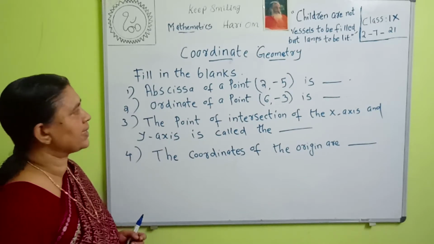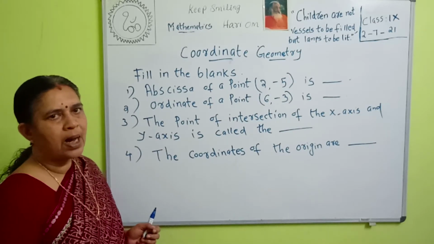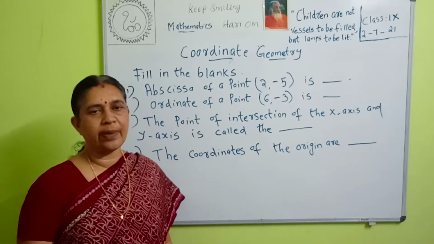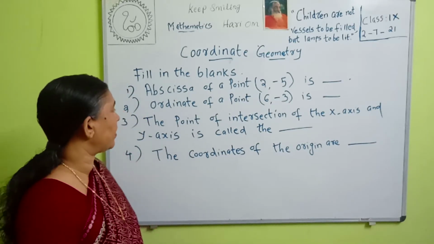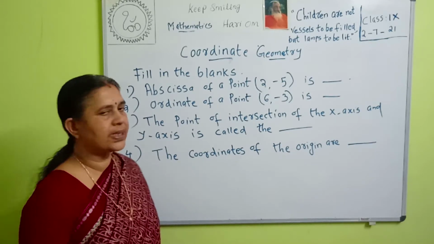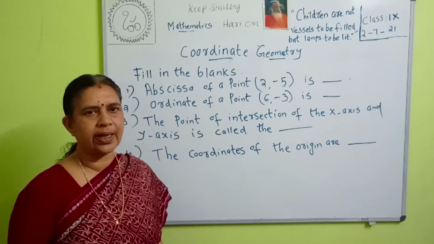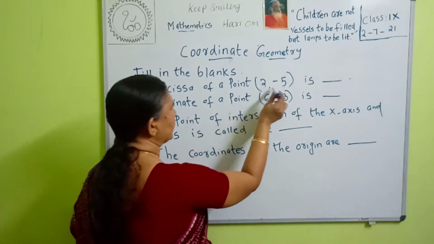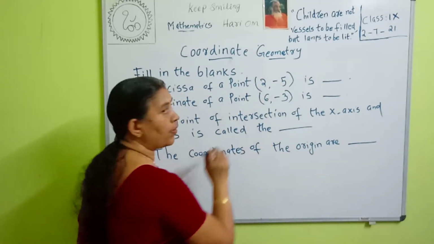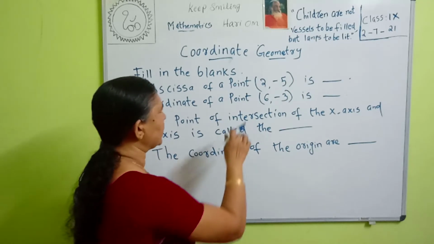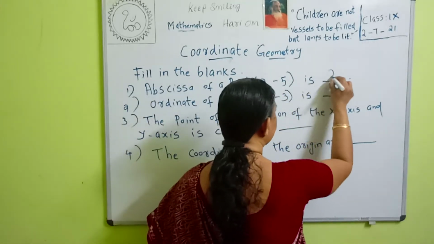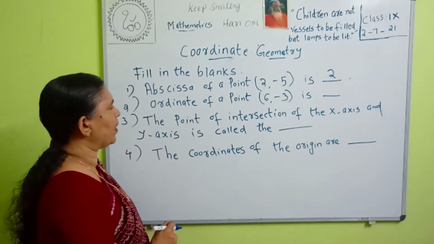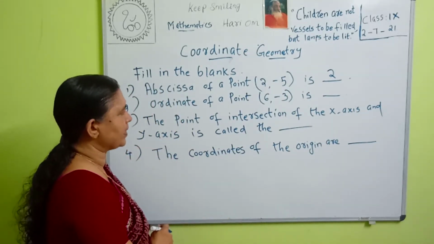Yesterday we studied what is abscissa and what is ordinate. Abscissa means, Arvind Sai, what is abscissa? Abscissa means x coordinate. Here, the abscissa of the point (2, -5) is dash. The x coordinate is 2 and the y coordinate is -5. So the abscissa is 2. Then, ordinate of a point (6, -3) is dash.